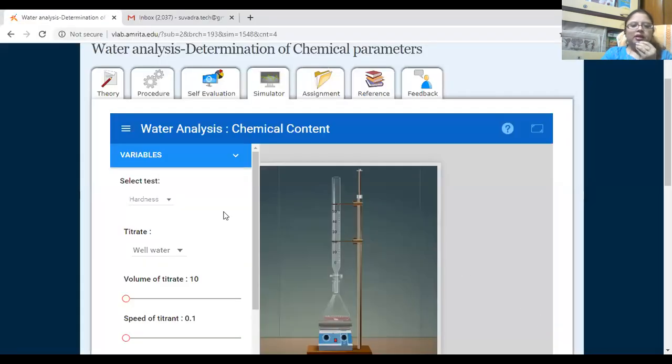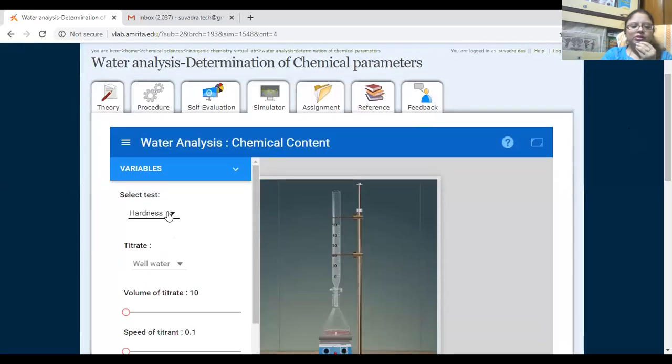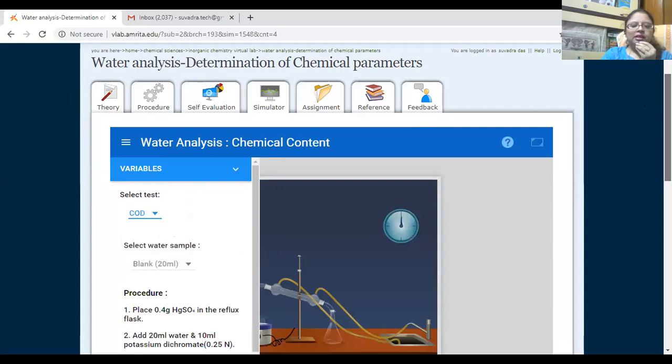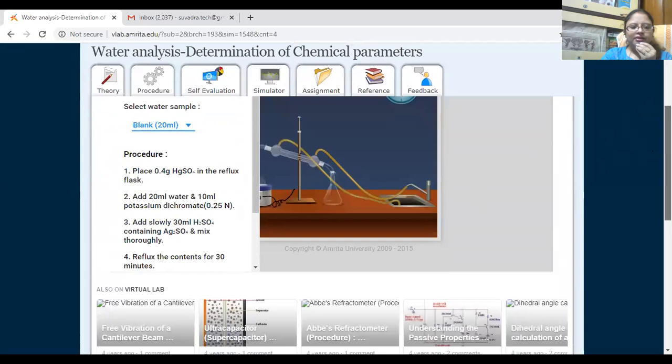See, here first of all we'll select the test. Select the test as COD. Then we'll select the sample, water sample. Water sample we'll select as blank. First we'll do the blank titration.